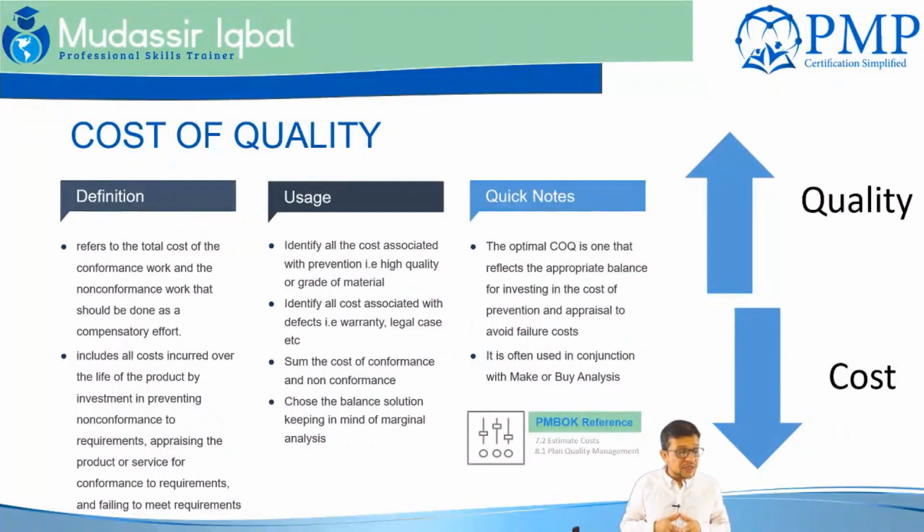It is often used in conjunction with make or buy analysis. Obviously, you want to buy the product, or you want to do it internally. When you buy the product, you have to agree on the cost of quality, and if you do it yourself, it is a completely different cost of quality. So this is where I conclude the discussion of cost of quality, and we will go into the next section.